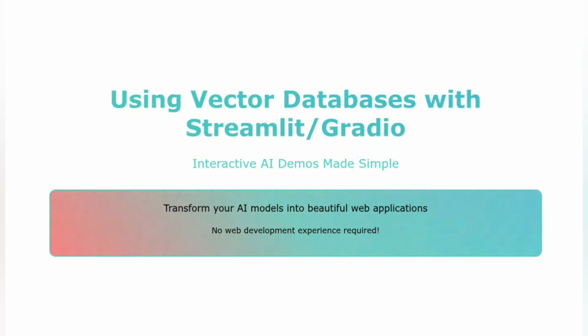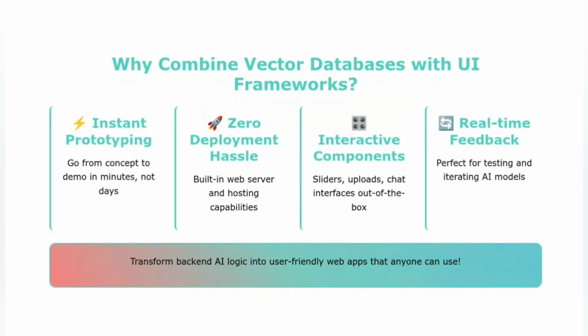Let's jump right in. First question, why should you care about this combination? Well, imagine you've built an amazing RAG system or a semantic search engine using a vector database like Pinecone, Weaviate, or Chroma. It works perfectly in your Jupyter notebook. But now what? You can't exactly send your grandmother a Python script and expect her to run it, right? This is where Streamlit and Gradio come to the rescue.